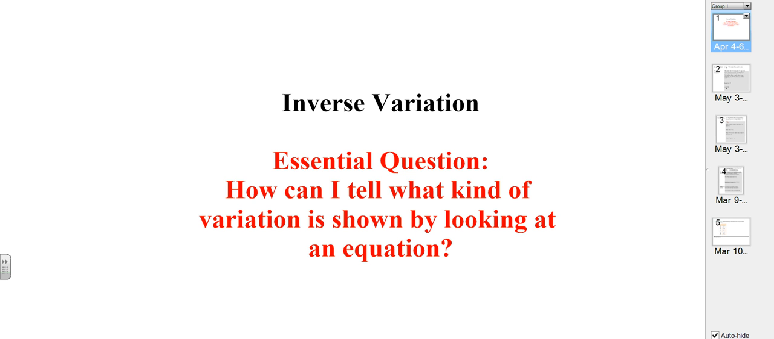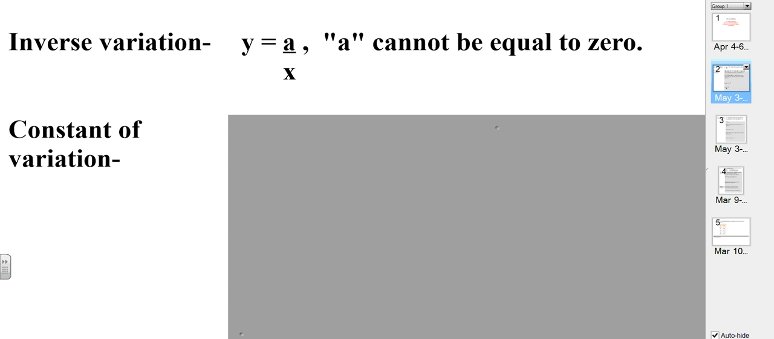Today we're going to discuss inverse variation. So your essential question is, how can I tell what kind of variation is shown by looking at an equation? First we're going to learn what the equation for inverse variation is. And the equation is y equals a divided by x.